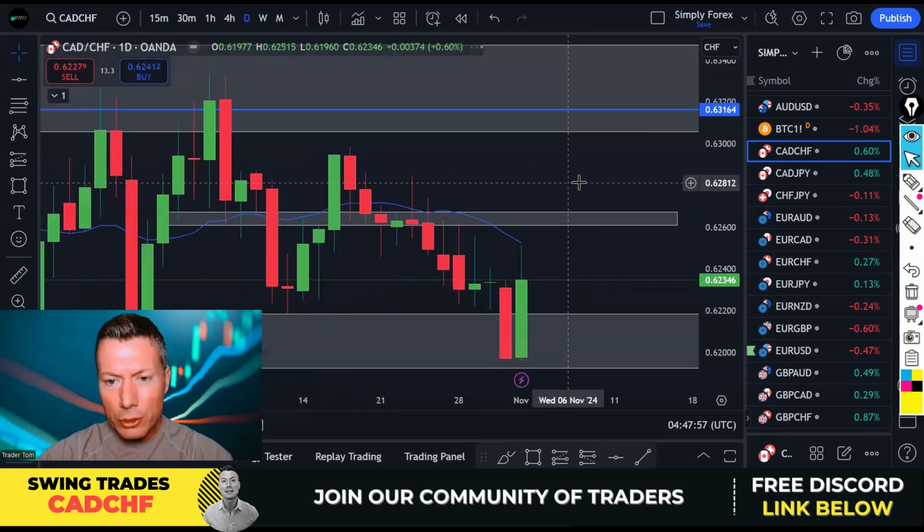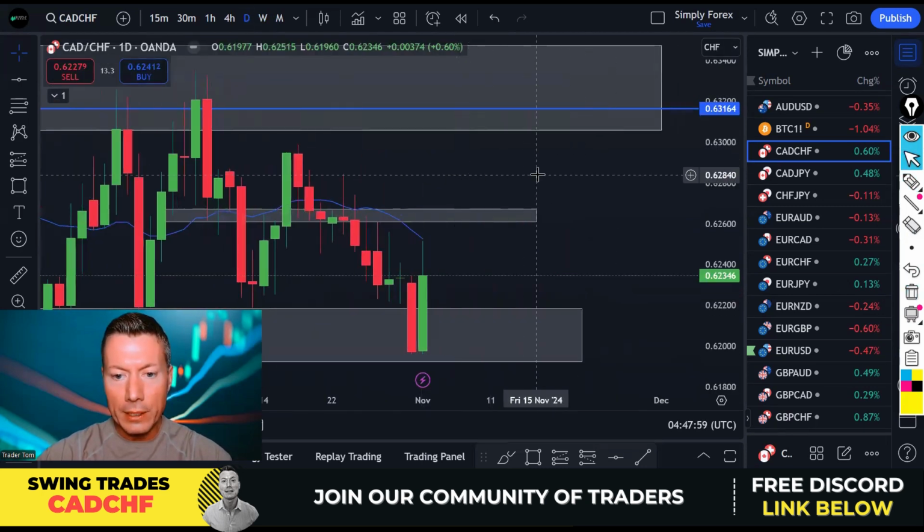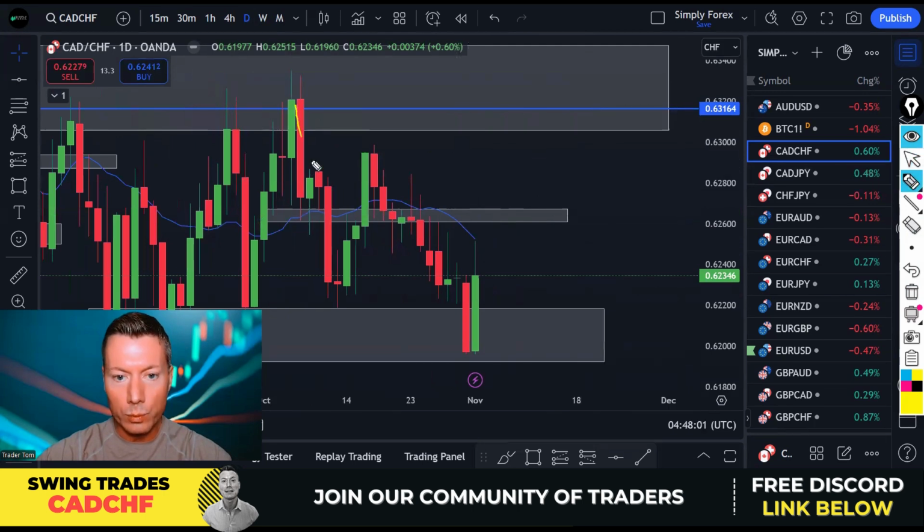And again, guys, just to show you, some things would need to happen on the day chart, because we're clearly in this downtrend on the day chart. Maybe we get something like this, right? And then we get a break of structure.